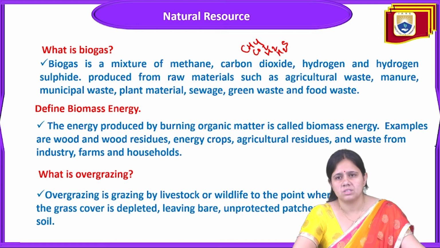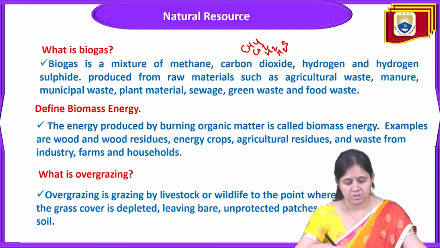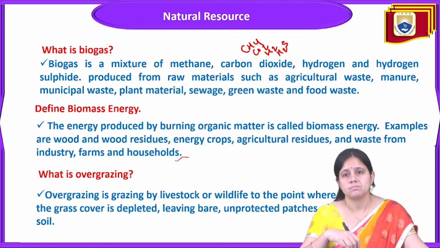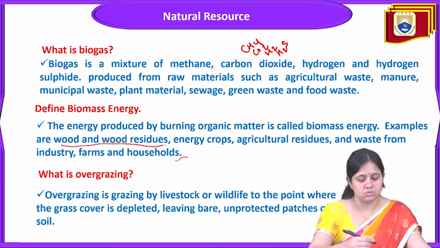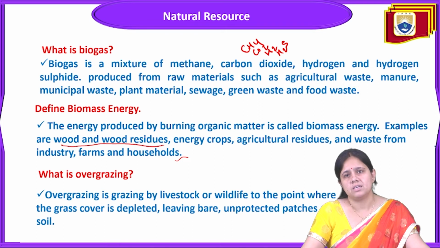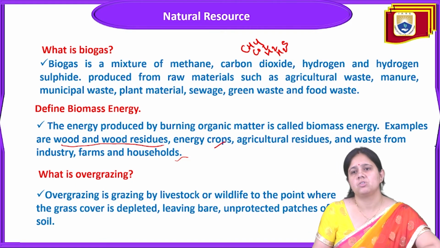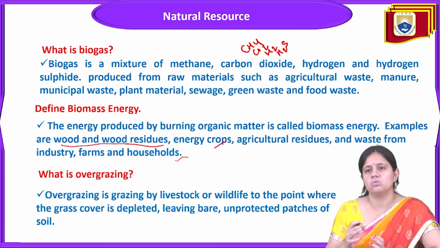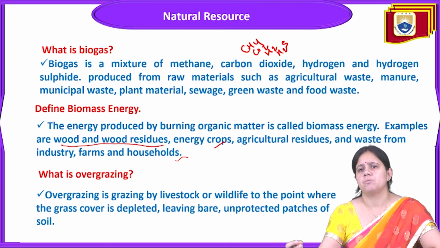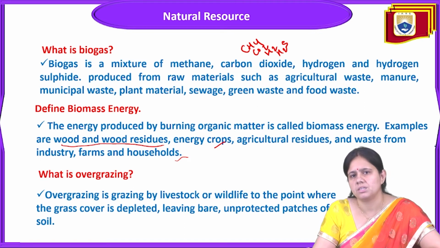Examples are wood and wood residue, energy crops, agriculture residue, and waste from industry, farms, and household. Energy that is produced by burning organic matter is called biomass energy, and its example is wood and wood residue. Wood is burned to produce energy. Wood, wood residue, energy crops, agriculture residue, and waste from industry, farms, and households are examples of biomass energy.